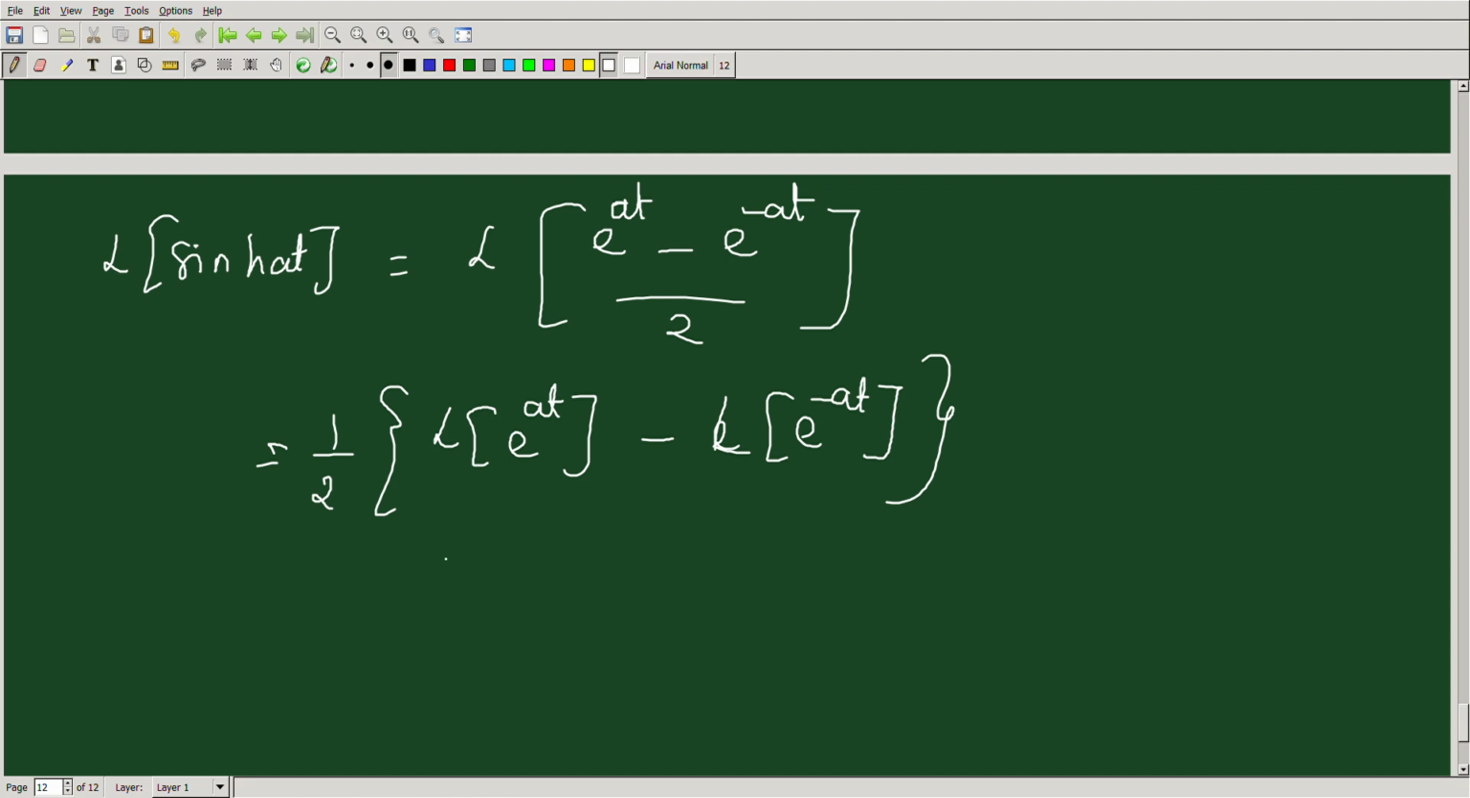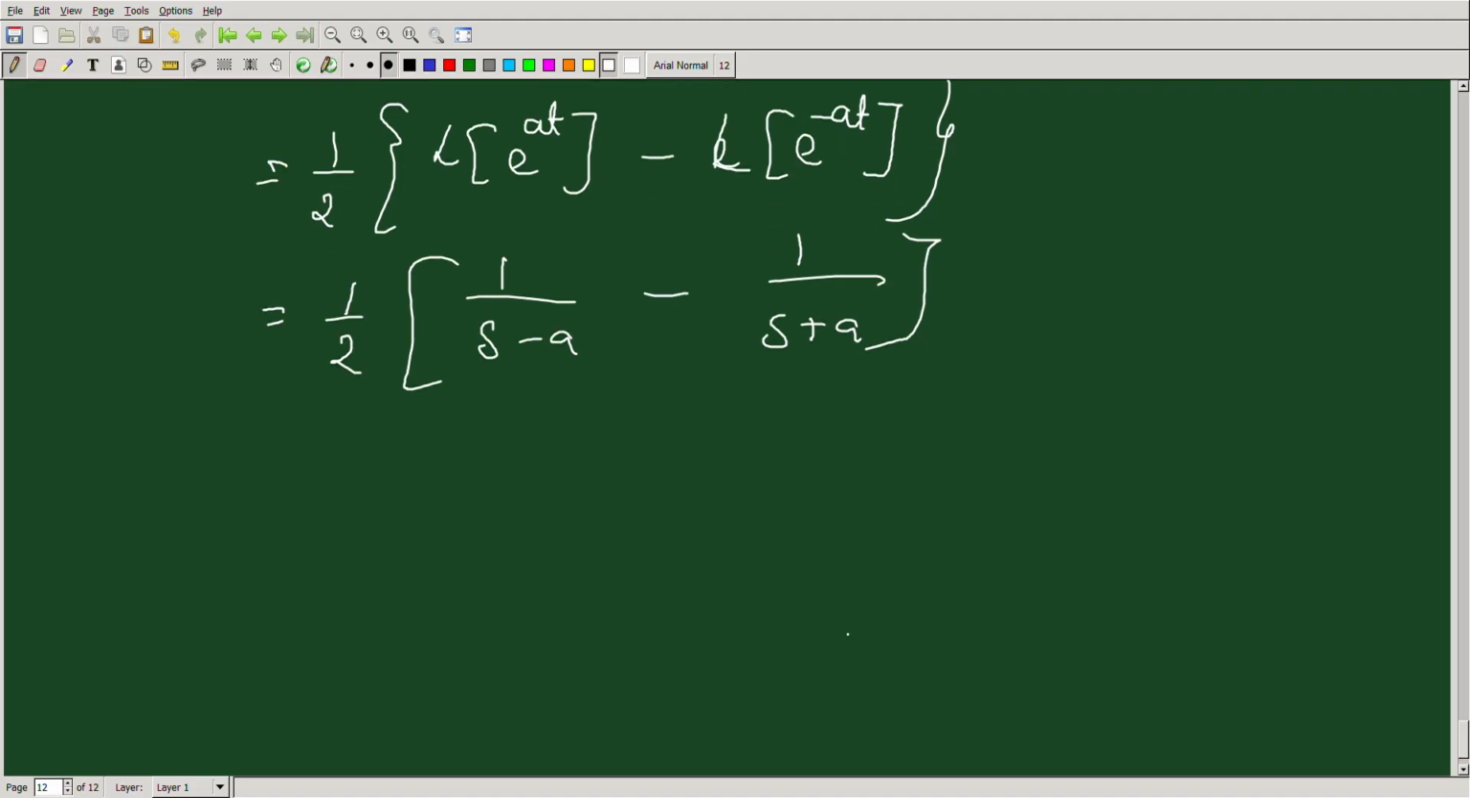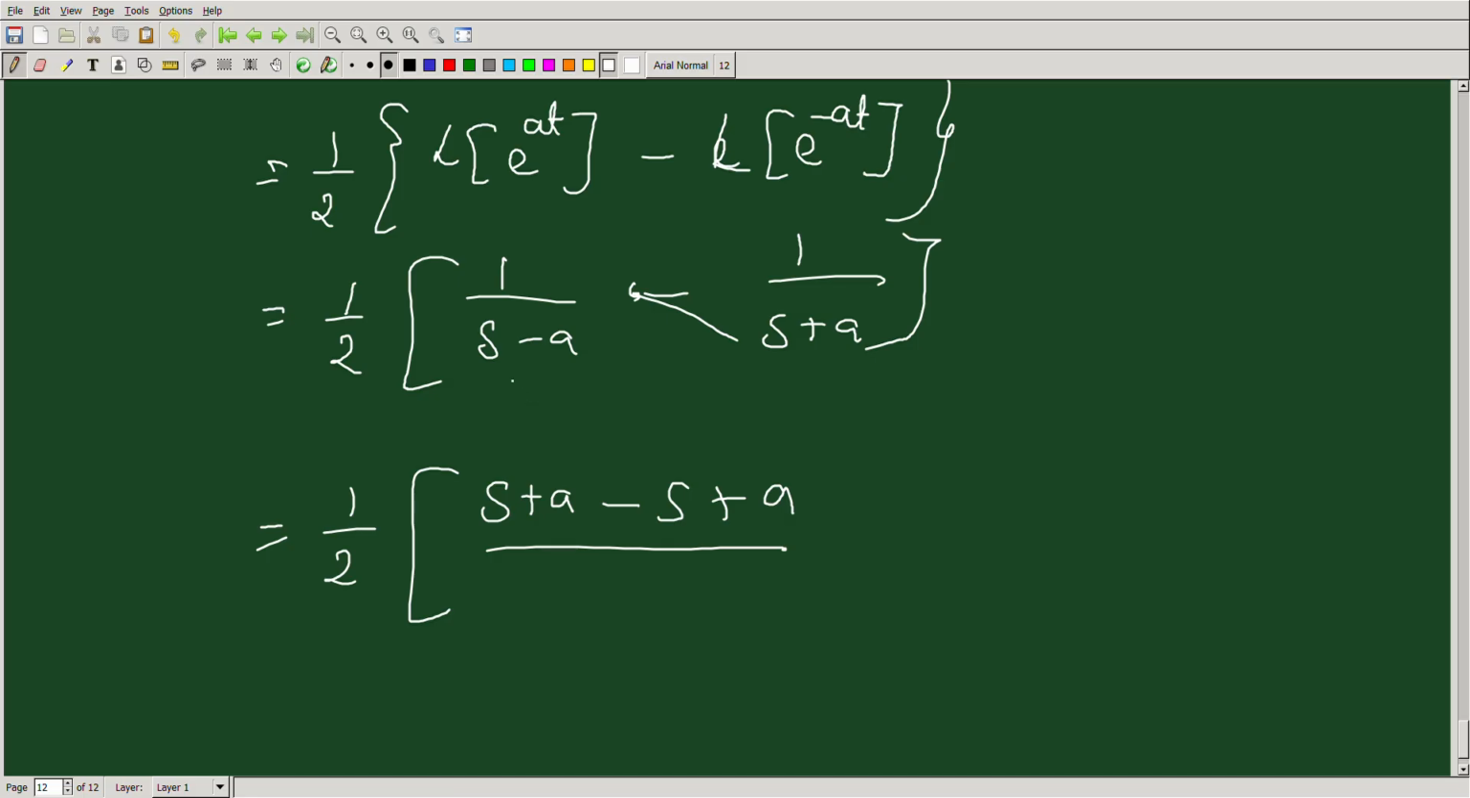You know Laplace transform of e power at is 1 by s minus a, and for e power minus at it takes the opposite sign. So 1 by 2, 1 by s minus a minus 1 by s plus a, correct? And just simplifying this equation, you will get the answer, which is equal to 1 by 2. Do the cross multiplication. So s plus a minus s plus a divided by the denominator, using the a minus b, a plus b formula, a square minus b square. So s square minus a square.